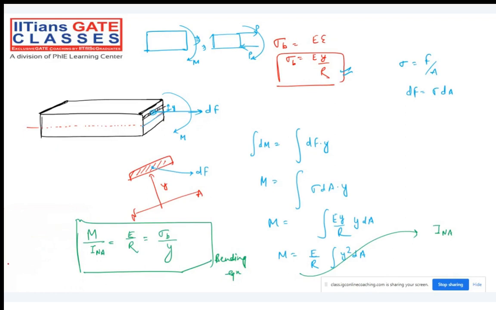You need to revise moment of inertia. You need to revise center of gravity, guys. I can give you a little bit of an idea about that, but not completely. So we got the equation M by I is equal to sigma by y is equal to E by R. Just note down what these particular terms are representing.